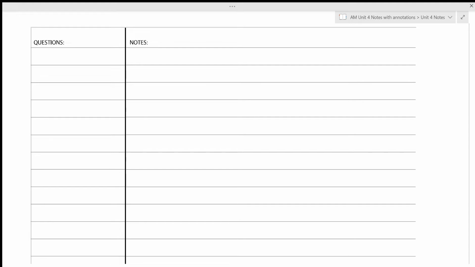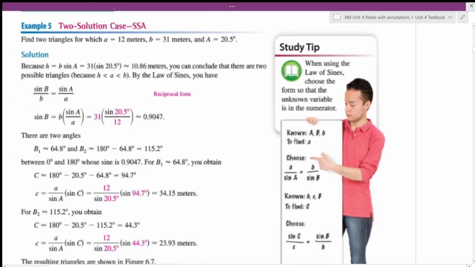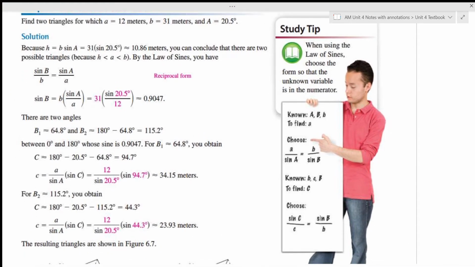Okay, so let's go to the textbook here. And for example 5, see how much space it's taking up? Lots and lots of space. Okay, so it wants us to find 2 triangles. On the test, it's not going to tell you that there are 2 triangles, so I'm going to write it the way it would be on a test, okay? So here I go. It's 12, 31, and 20.5.